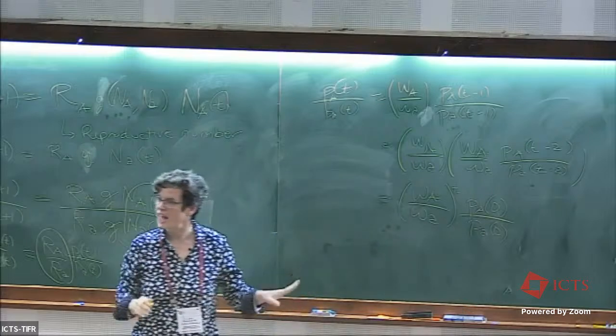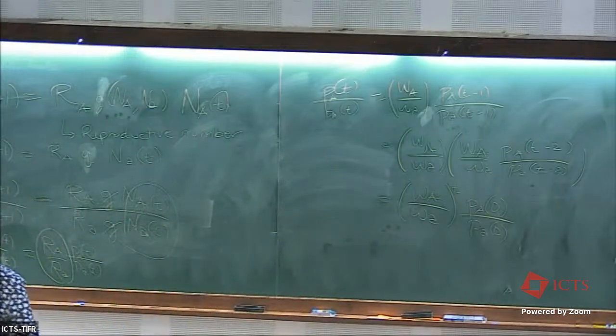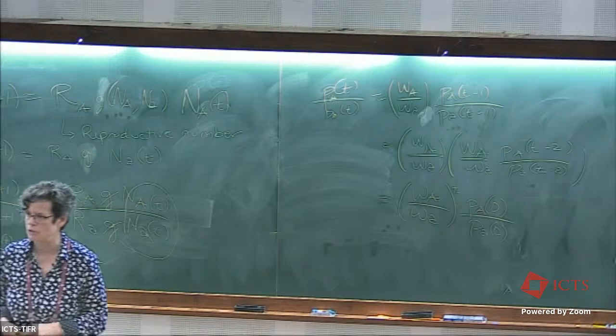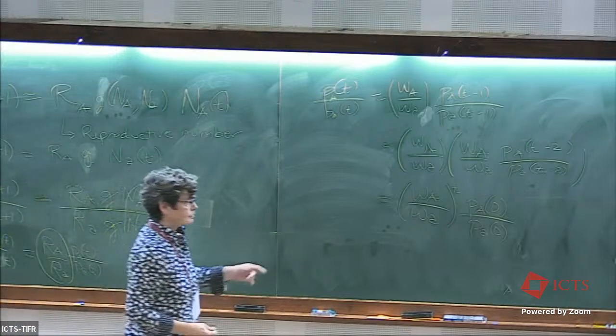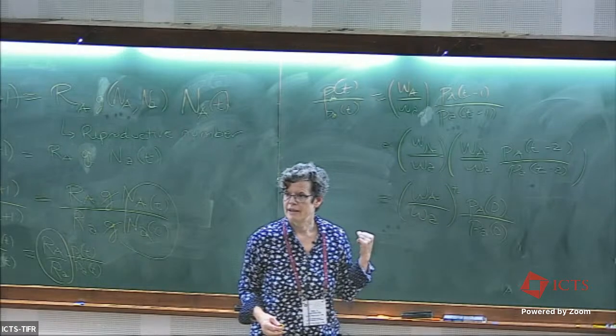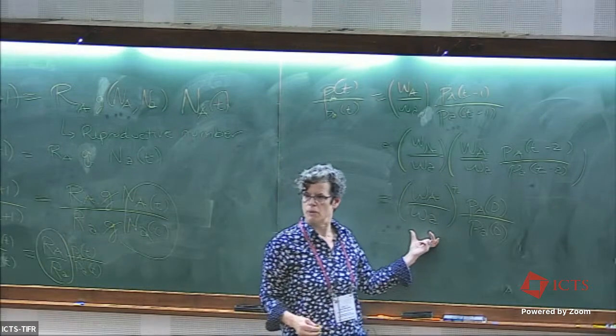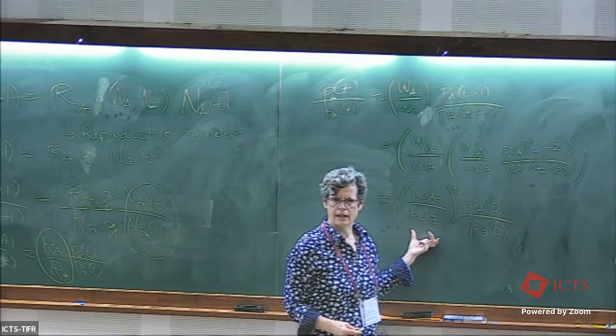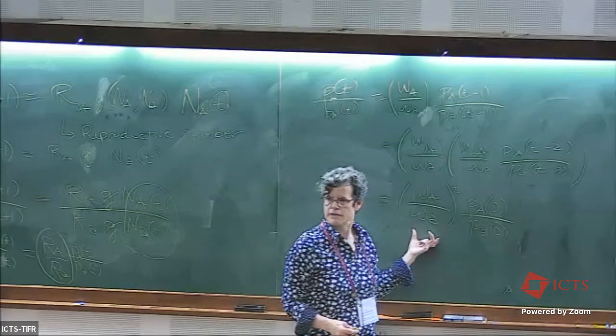And again, I haven't said that there were or were not other types out there. I'm just paying attention to our 2 types. Thoughts about this? So what will happen to this ratio if W big A is greater than W little a as time passes?